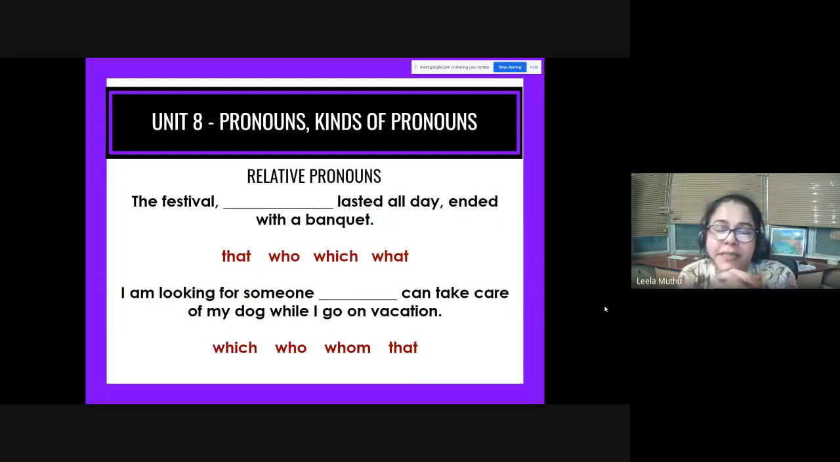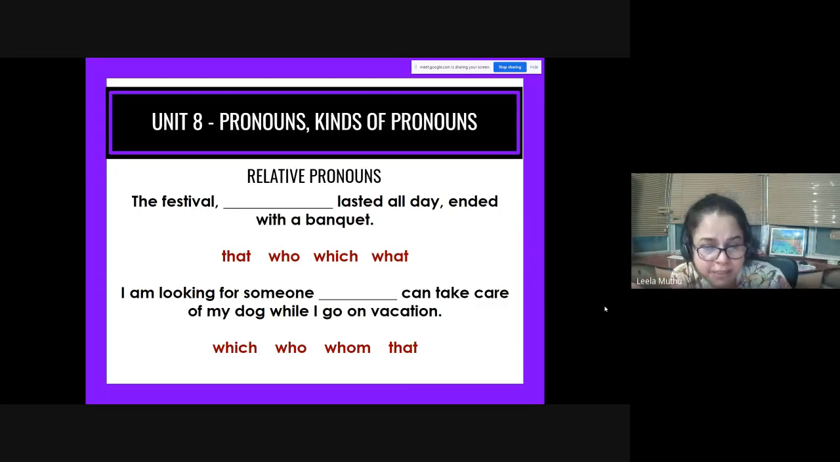Okay, so now this is the fill in the blanks that I had created for you during class, so that you'd be able to answer it. The festival dash lasted all day, ended with a banquet. Now, like I told you, we have to connect it to the festival. The festival is a non-living thing. We shall use that or which, obviously. We can use the festival which lasted all day, or the festival that lasted all day, ended with a banquet, but I would prefer to use which.